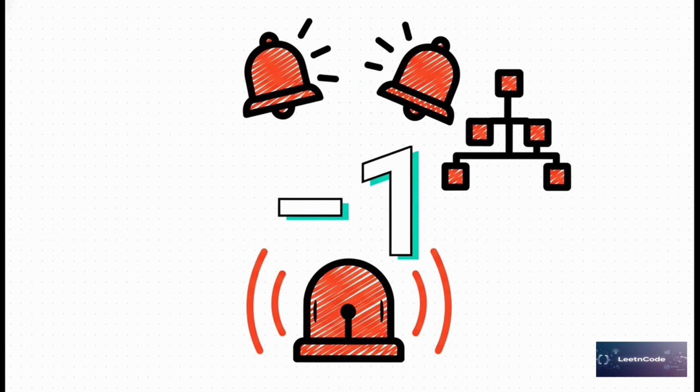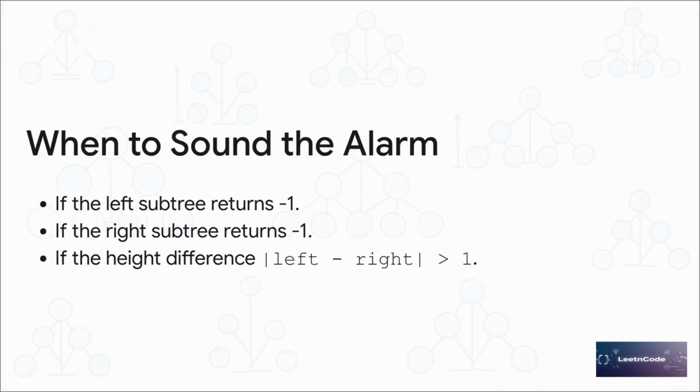If a function returns a positive number, that's a height, everything's cool. But if it returns -1, that's a red alarm. So here's when a node sounds that alarm. There are basically 3 triggers.